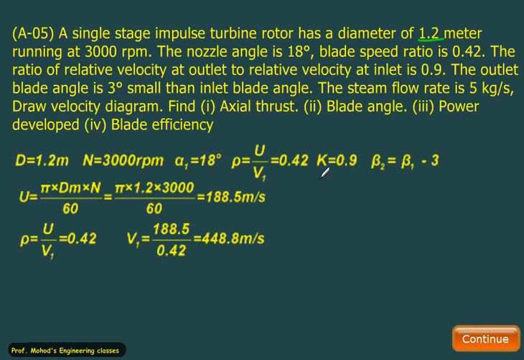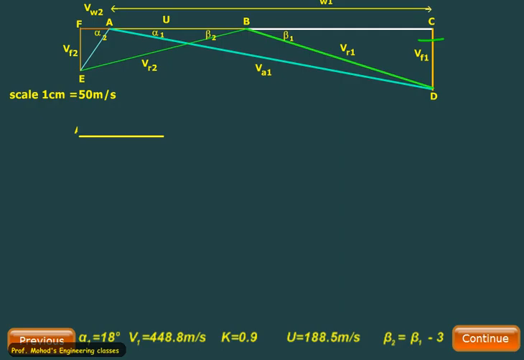So let's start construction of the velocity triangle. Every time we have this standard triangle: beta 1 and beta 2 are blade angles, alpha 1 is the nozzle angle, and this is the nozzle exit velocity. Then Vf1 and Vw1 are the flow and whirl velocity components of V1, Vw2 and Vf2 are the components of V2, and Vr1 and Vr2 are relative velocities.